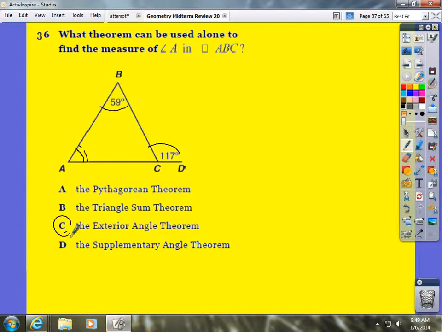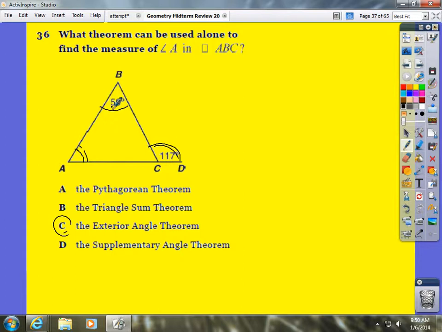The Pythagorean theorem only works for right triangles. We don't have a right triangle. The triangle sum theorem, we'd have to solve for this and then add those two up and subtract it from 180. We could do that, but just the fact that this is the exterior angle and A is an interior angle and we have the other interior angle makes it enough to find C.